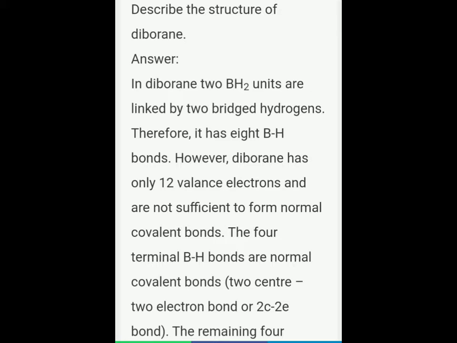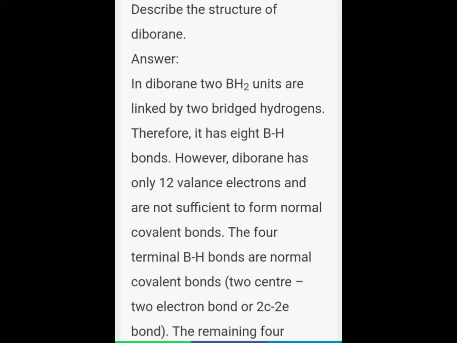The diborane formula is B2H6, so there are 2 boron atoms and 6 hydrogen atoms. In the diborane structure, which I will show in the fourth picture, 2 boron atoms and 6 hydrogens are present. In one boron 2 hydrogens are attached, and in the other boron 2 hydrogens are attached. So a total of 4 hydrogen atoms are called terminal hydrogen atoms. The remaining 2 hydrogens connect the 2 boron atoms, so they are called bridged hydrogen.